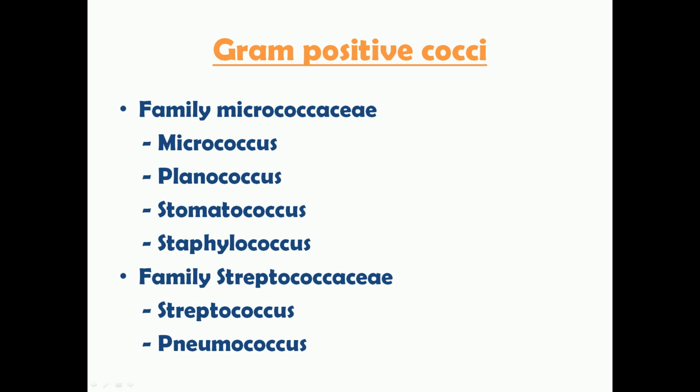So the first three genera mentioned here, Micrococcus, Planococcus, and Stomatococcus, are usually not pathogenic to man. Okay. However, the fourth one, Staphylococcus, is the most pathogenic among all the genera which are listed here.